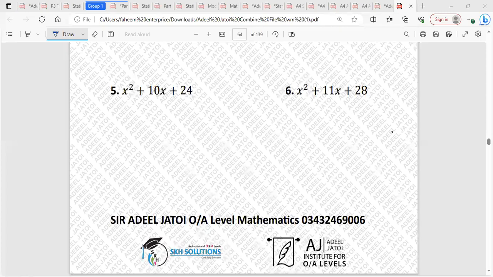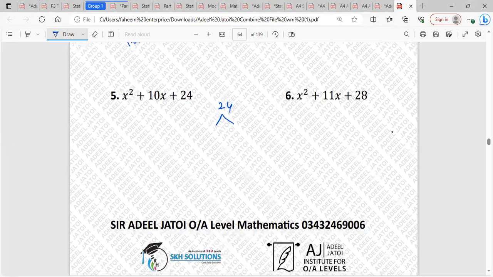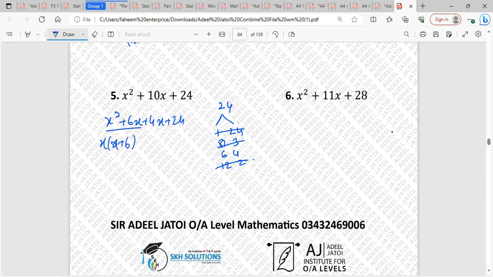So question number 5, what does it say? 24. So 24 has factors, right? Again, previous factors which were 1 and 24, 8 into 3, 6 into 4, 12 into 2. But what will give me 10? Only 6 and 4. So x square plus 6x plus 4x plus 24. Common between 2. x plus 6 plus 4. x plus 6. So x plus 4 is one answer. x plus 6 is another answer.